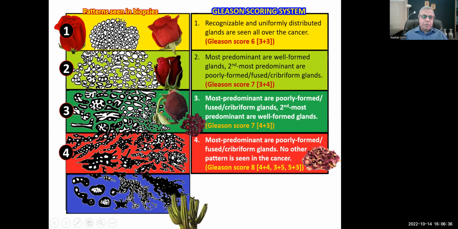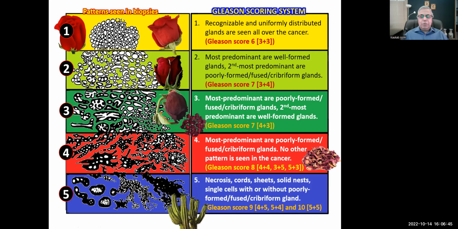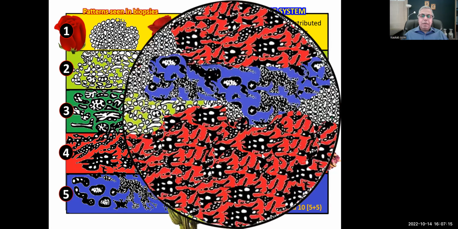You can have other combinations of these two depending upon which one is more predominant. And then you go to the 5th pattern, another biopsy core that you are looking at, and you see that 30% or 40% or 50% of the area of the biopsy has this type of cells: necrosis, cords, sheets, solid nests, single cells, with or without poorly formed glands. So just cancer cells, and they do not at all look like the normal glands, and they are poorly differentiated. And this is how it looks like, right?